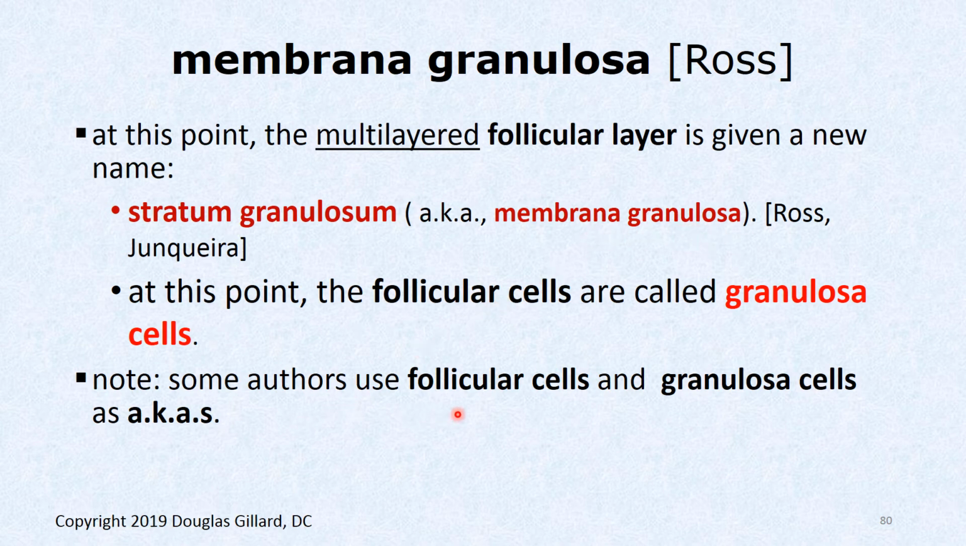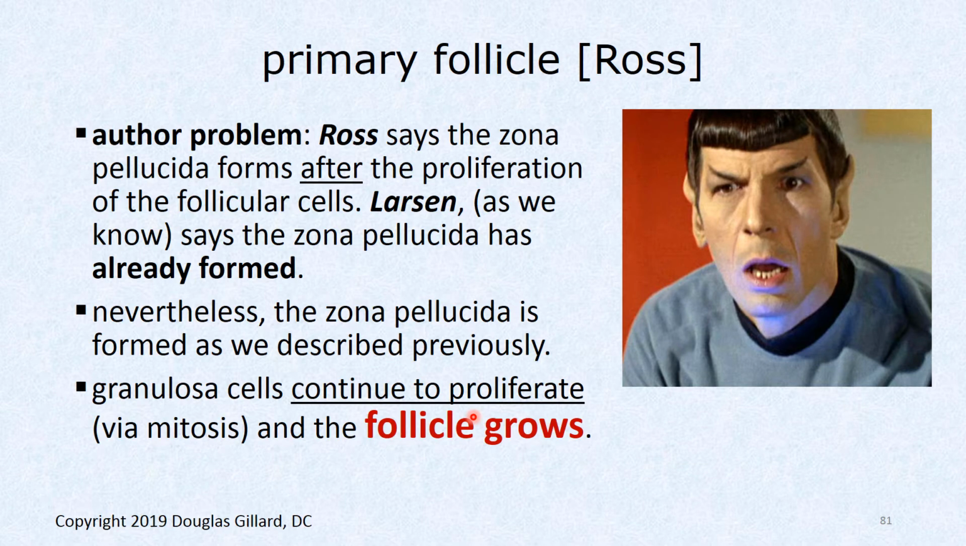Note, some authors, like Carlson, use follicular cells and granulosa cells as AKAs. He calls the single layer of cells granulosa cells. So again, the author confusion drives you crazy. Mr. Spock's upset. He's surprised, right? He's not supposed to show emotion, so this must really be an amazing revelation for him.